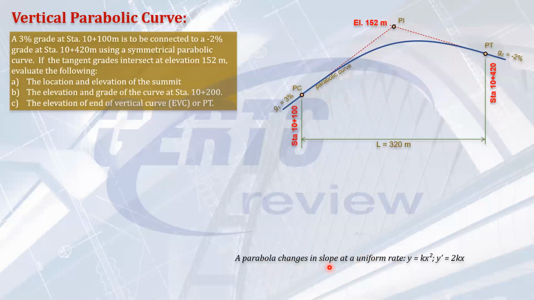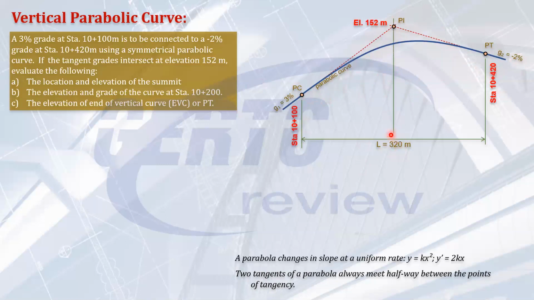That's the parabola. Another property of a parabola: if two tangents of a parabola are drawn, these tangents will always meet halfway between the points of tangency. So the tangent through PC and the tangent through PT will always meet halfway between the two. If this is 320, the distance here is L over 2. That's the property of a parabola. You cannot take it out from a parabola. It's always like that if it is a single parabola, except if it is a compound parabola. For the same parabola, that's always the principle.